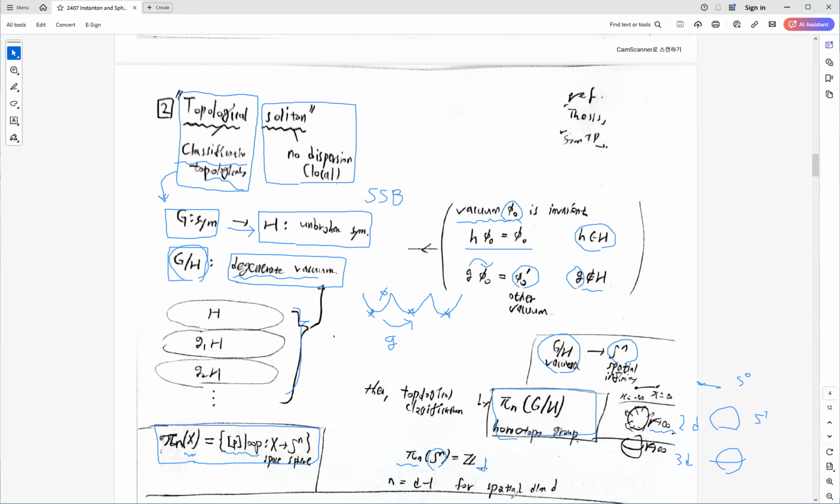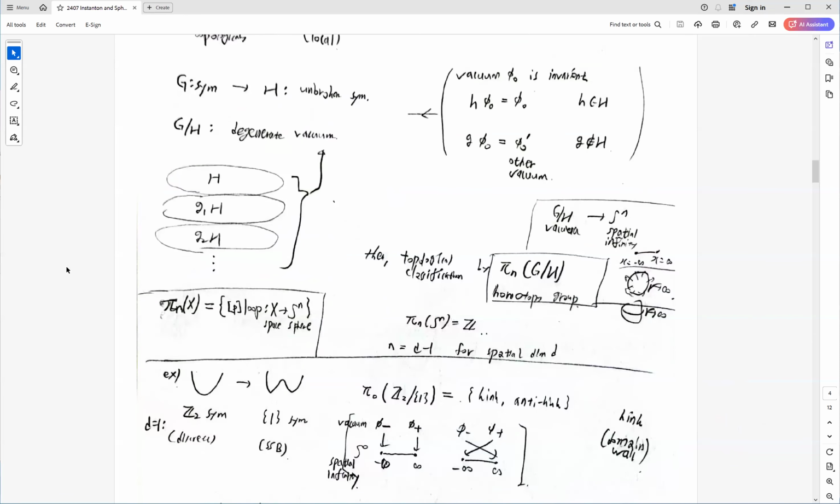And for spatial dimension d, the homotopy groups are given by d minus 1. We already saw that there is a one-dimensional topological soliton, which is a kink, and we will see additional kinds of topological solitons in higher dimensions, like the vortex, monopole, and instanton. Today we will show these, and maybe the next videos will focus in more detail on the instanton.